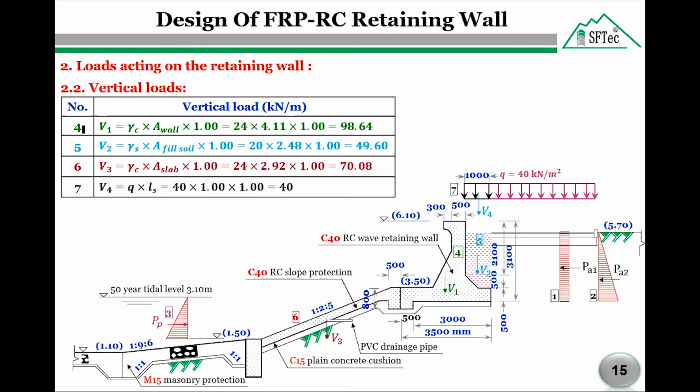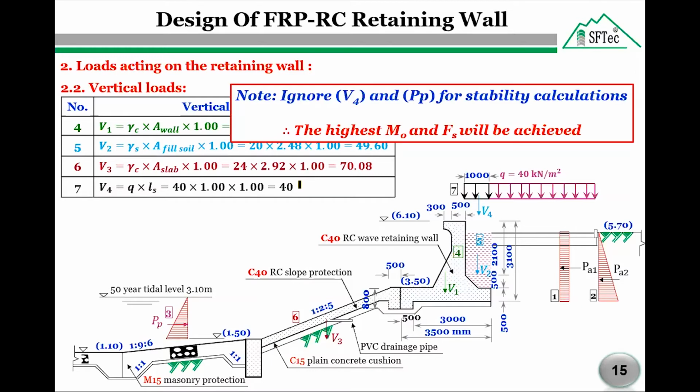The vertical load V4 due to the acting live load surcharge equals 40 kilonewton per meter square. Note the vertical load V4 due to live load surcharge and the lateral passive earth pressure P_p here from water will be ignored for stability calculation. Why? In order to achieve the highest overturning moment and sliding force.